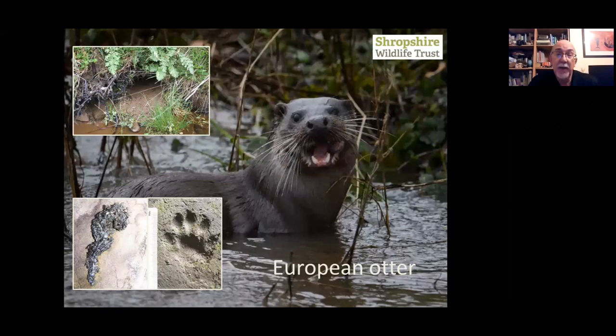Equally at home in a pond is an otter. They have very large territories and will travel considerable distances across land to get to ponds. They will use larger ponds as breeding, kind of natal areas to bring up their kits before returning them to the water course, and certainly a wonder.